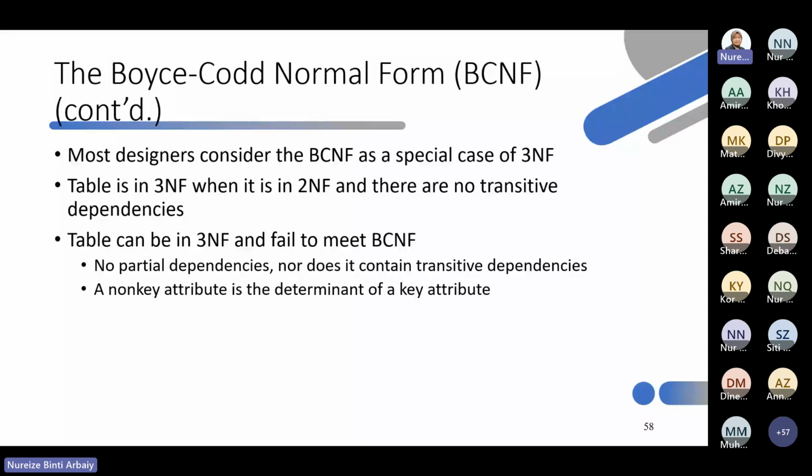A table is in third normal form when it is in 2NF and there are no transitive dependencies. So a table can be in 3NF and fail to meet BCNF if it has no partial dependency, nor does it contain a transitive dependency, but a non-key attribute is the determinant of a key attribute. So this is the situation.